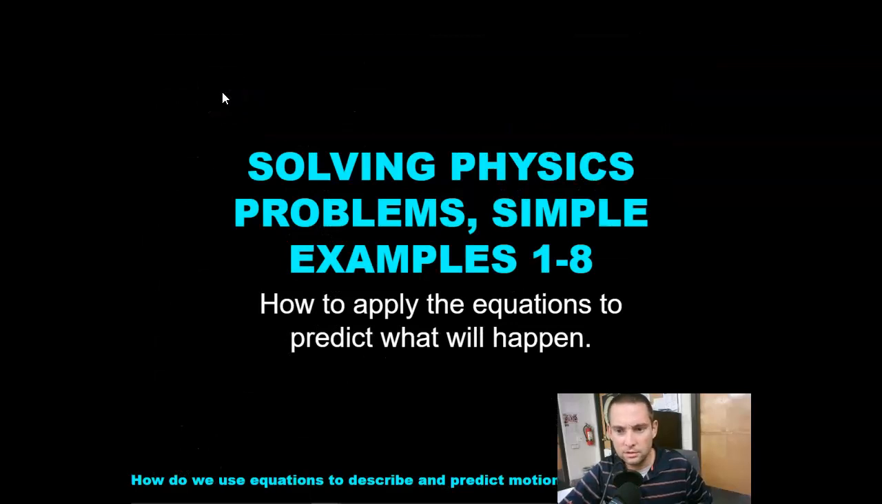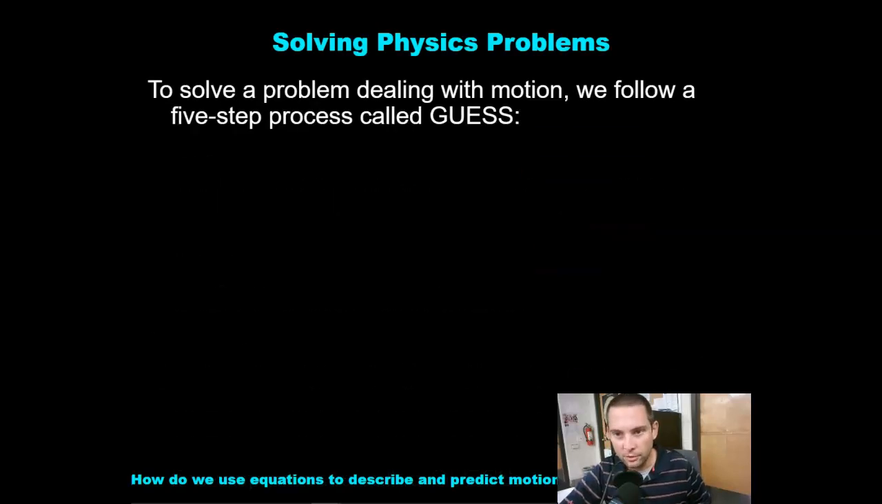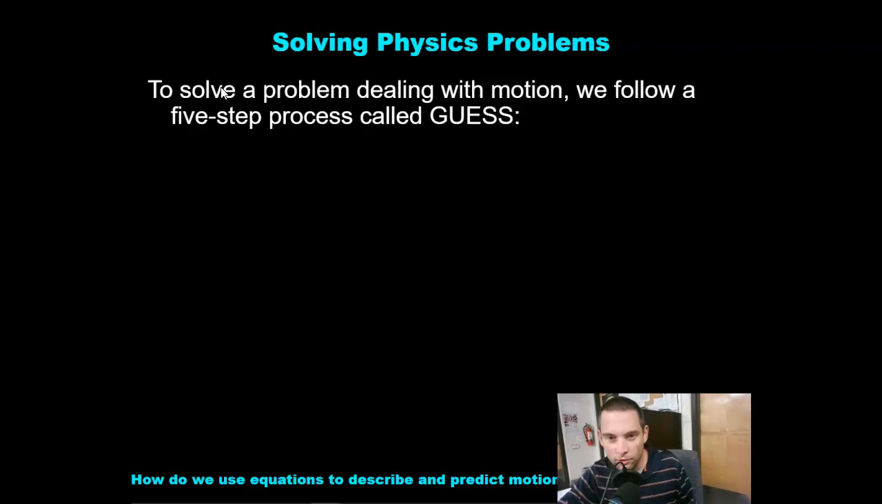Solving physics problems. Simple examples 1 through 8. How to apply the equations to predict what will happen. All right, to solve a problem dealing with motion, we're going to use a 5-step process, GUESS. Because if we don't know what to do, we're just going to guess, right? No. GUESS is a process that allows you to organize your thoughts.